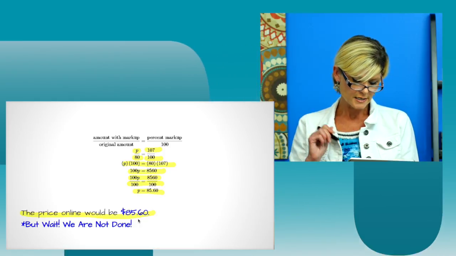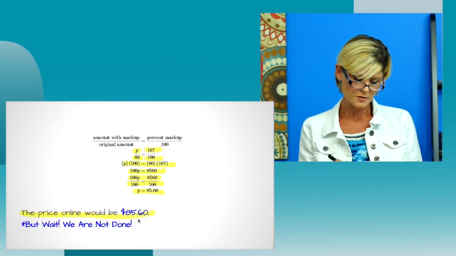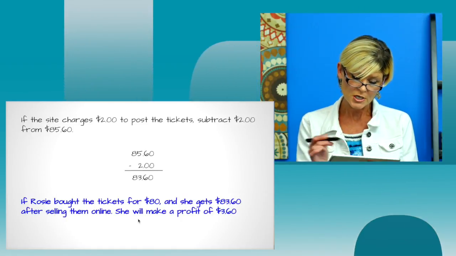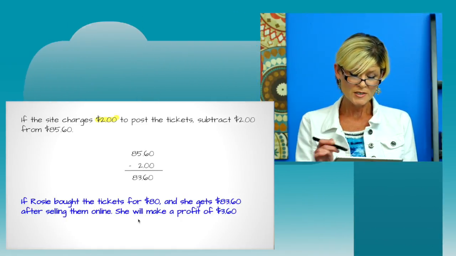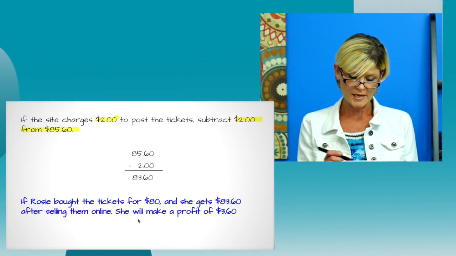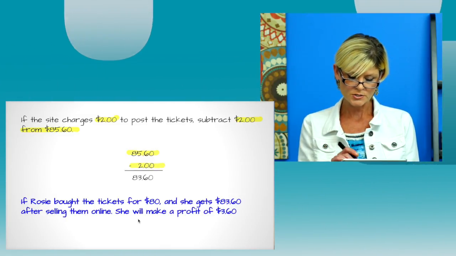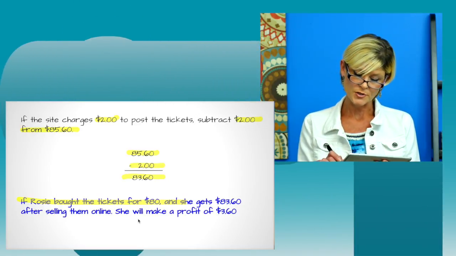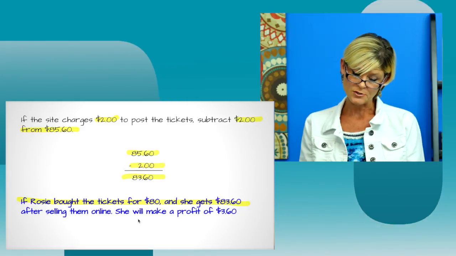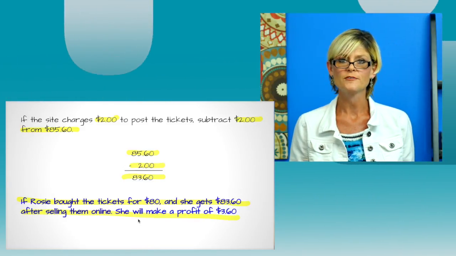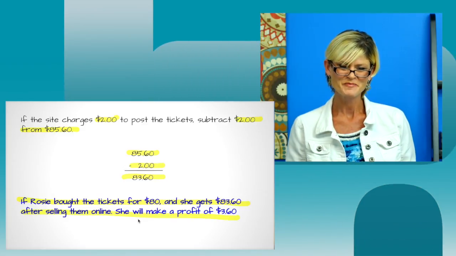Not quite. We are not quite done yet. What did we forget? Well, if the site charges $2 to post the tickets, then we need to subtract $2 from that $85.60. So we have $85.60 minus $2 equals $83.60. So if Rosie bought the tickets for $80 and she gets $83.60 after selling them online, she will make a profit of $3.60.